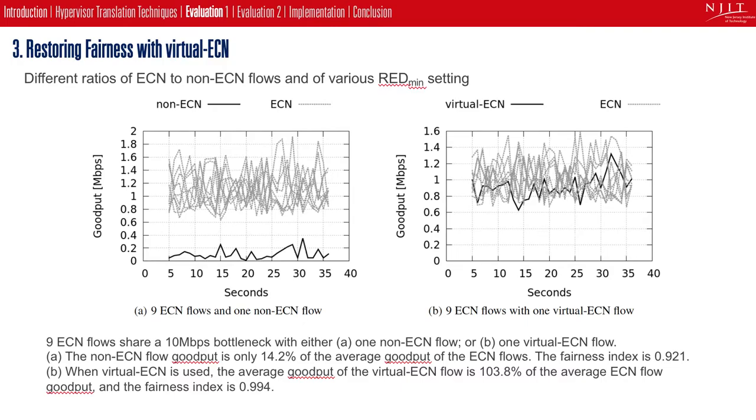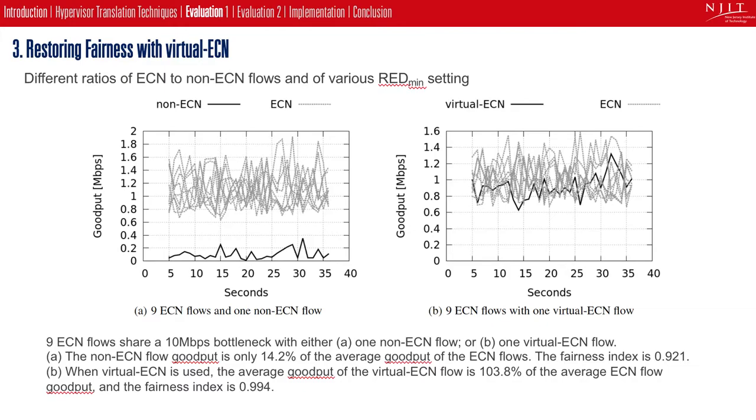This is an experiment of restoring fairness with virtual ECN. Nine ECN flows share a 10 Mbps bottleneck with one non-ECN flow or one virtual ECN flow. VCC offers the ability to transform a non-ECN flow into a virtual ECN flow. We now evaluate whether this is sufficient to address the unfairness discussed in previous experiments.